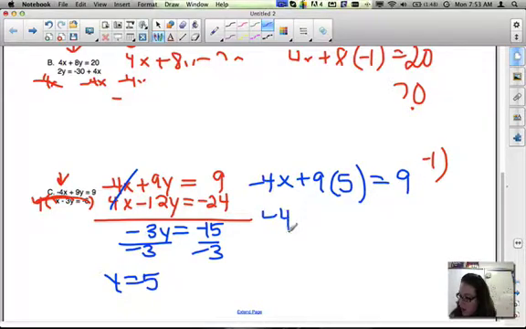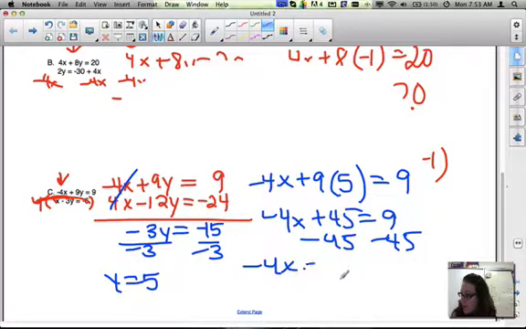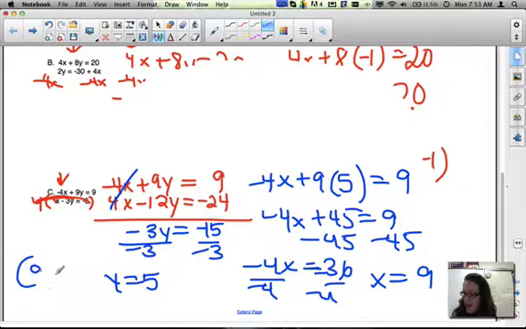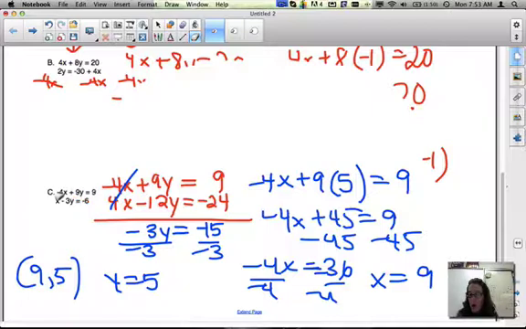So negative 4x plus 45 equals 9. Subtract 45. Negative 4x equals negative 36. Divide by negative 4. X equals 9. My ordered pair is 9, 5. So again, the last step is to plug that back into the original equations and check. So go ahead and pause that. This is the end of the podcast for the elimination method.